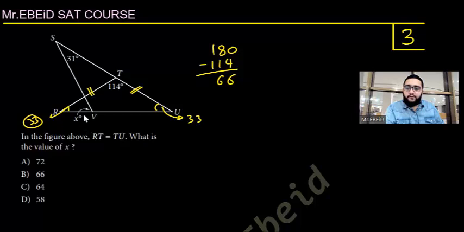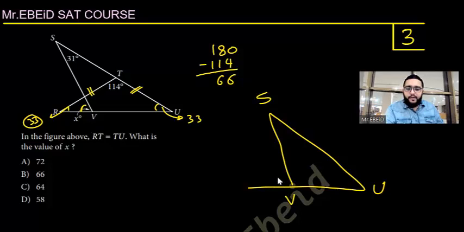So how can we find x for this triangle, which is S, U, V? And we have here x. x is called an exterior angle. You know that the exterior angle equals the sum of the two interior angles except the adjacent one. So the measure of angle x equals 31 plus 33, which equals 64, so the answer is C.